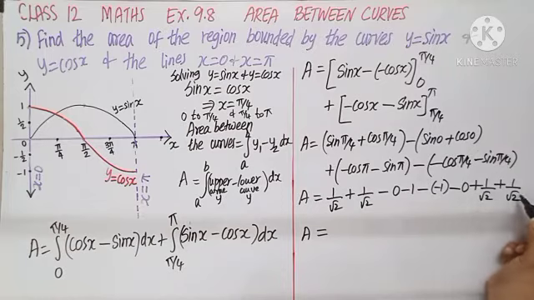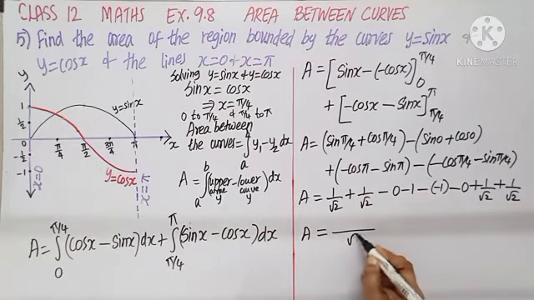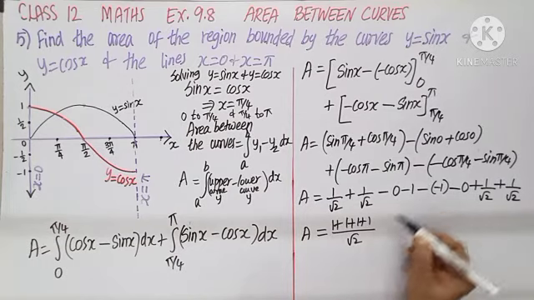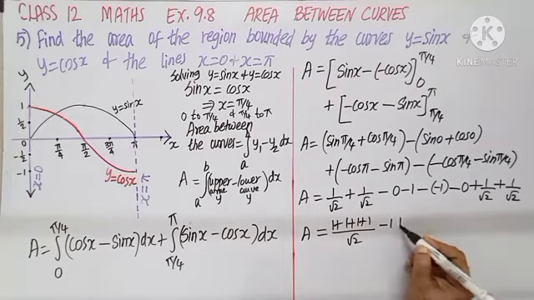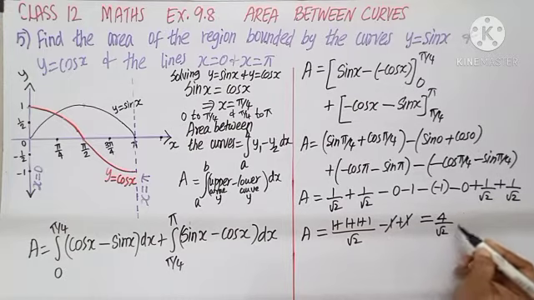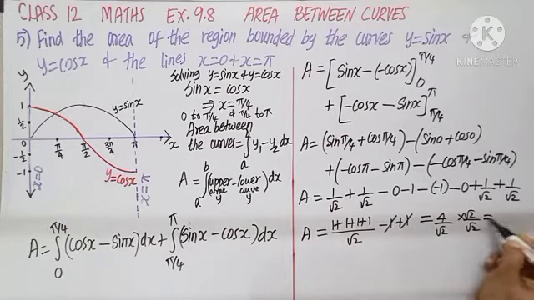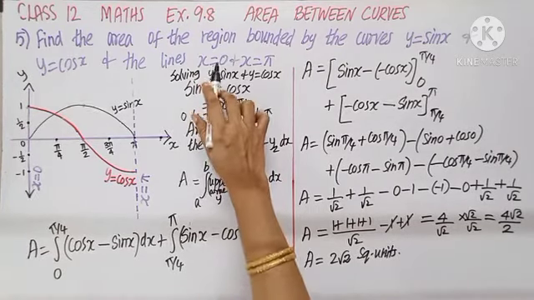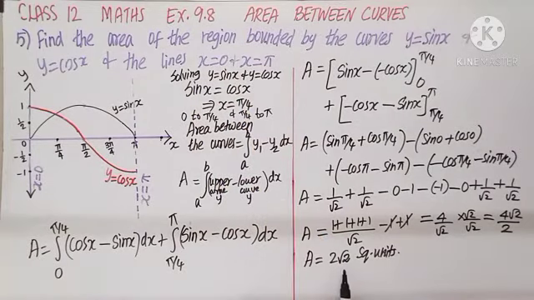Adding all the by root 2 terms, root 2 in the denominator, numerator 1 plus 1 plus 1 plus 1. Minus 1 minus into minus plus 1. 1 and 1 get cancelled. We get 4 by root 2. Multiplying and dividing by root 2, we get 4 root 2 by 2, or A equals 2 root 2 square units. So the required area between sin x and cos x from the line x equals 0 to the line x equals pi is 2 root 2 square units.